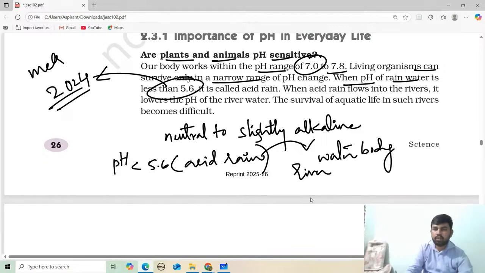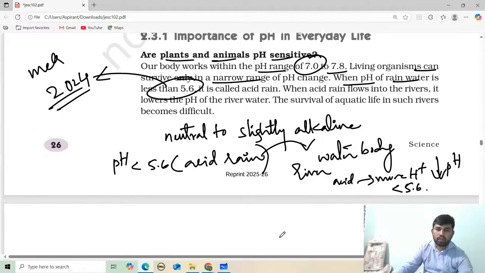Suppose this acid reaches the water, what happens immediately is that this acid will start to produce more H plus ions. More H plus ions means the pH is going to decrease. If that pH decreases to less than 5.6, then it is called acid rain.